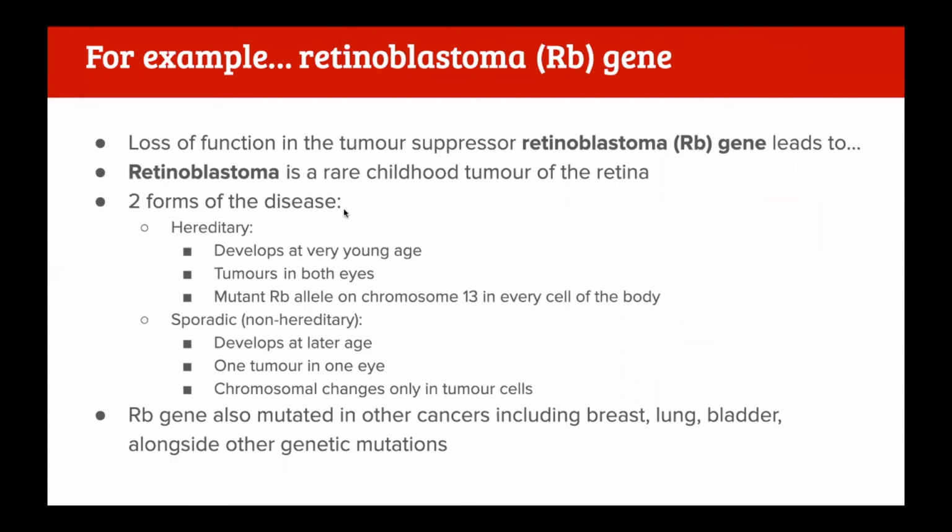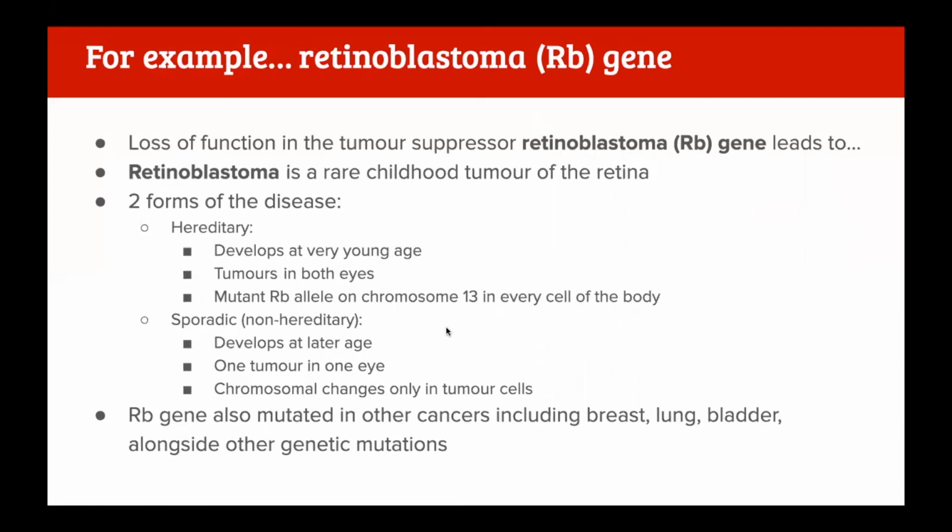There's two forms of the disease. It can either be hereditary, which develops at a very young age. The common sign of this is having tumours in both eyes, and you'll see the mutant RB allele on chromosome 13 in every cell of the body. Okay, remember, because it's hereditary, it's passed on, and the individual will have the mutation in every cell of the body.